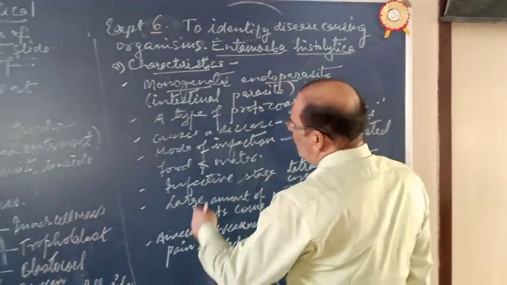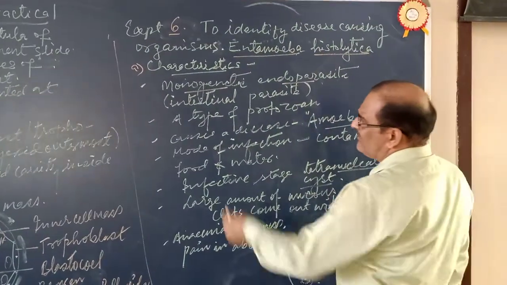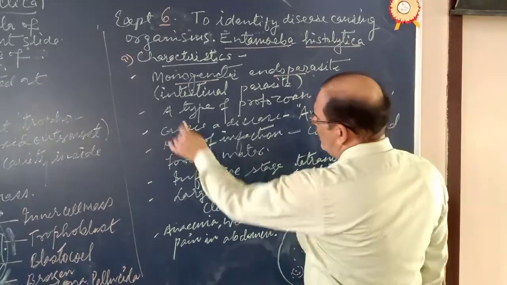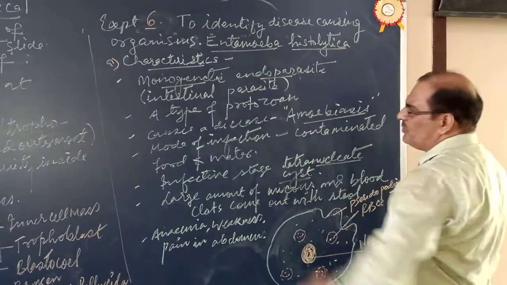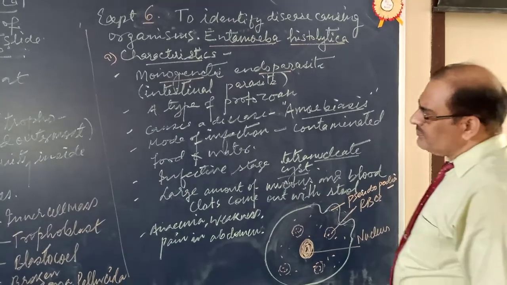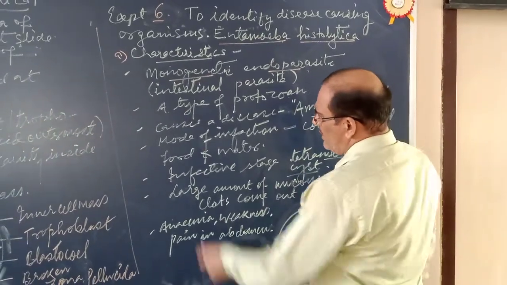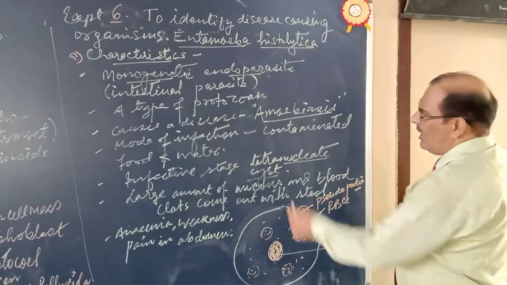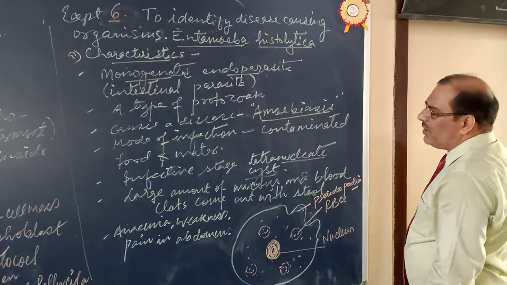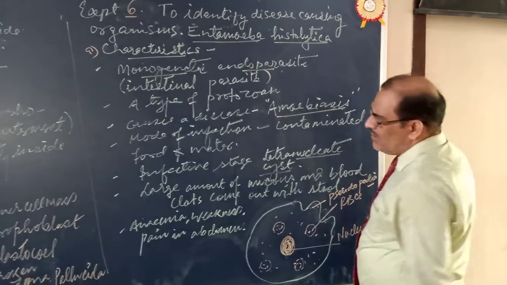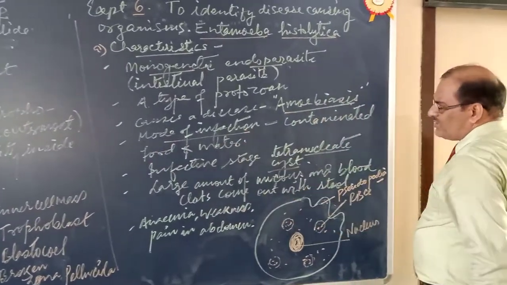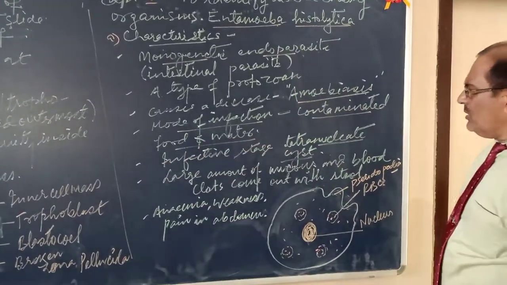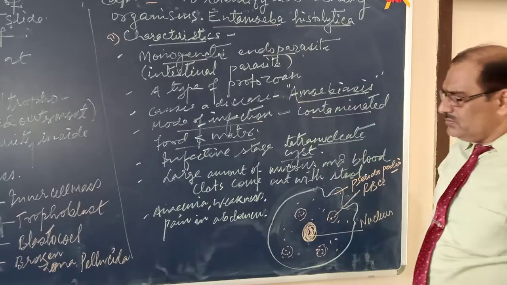Next point, where it is a parasite: the intestine. It is found in our intestine, an intestinal parasite. It is a type of parasitic protozoan. It causes a disease, and the name of the disease is amoeboid dysentery or amoebiasis. Mode of infection: it enters the human body through contaminated food and water.